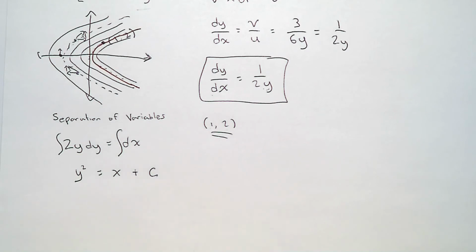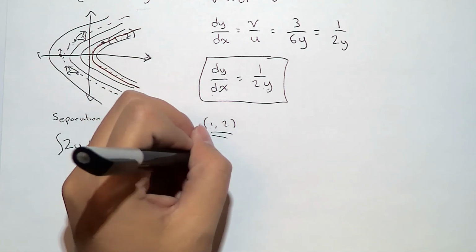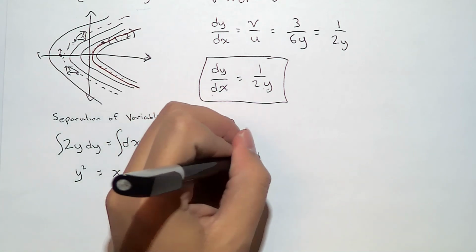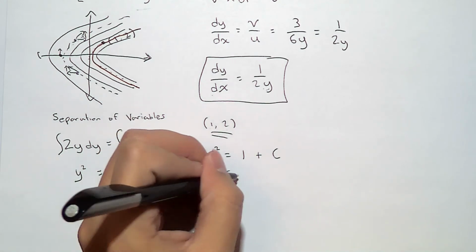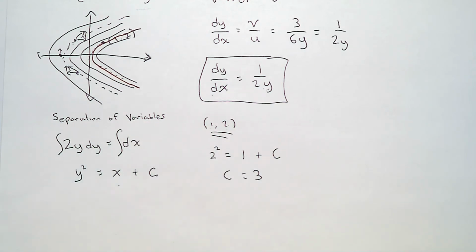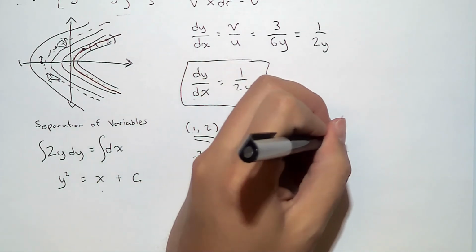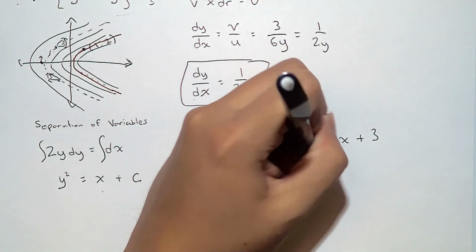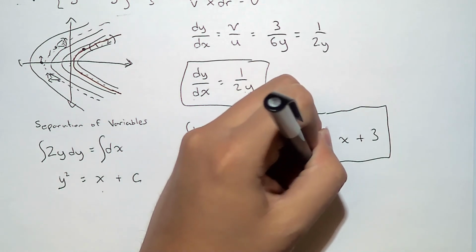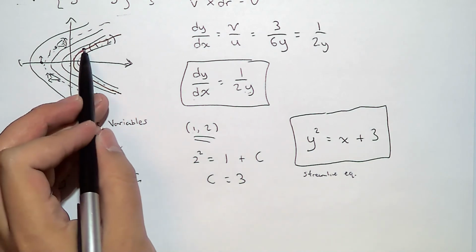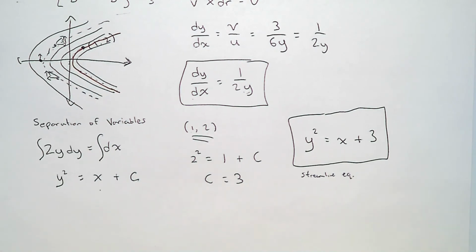In this case, I have that y equals 2. Therefore, I'm going to write my expression 2 to the power of 2 equals, and I have that x equals 1, so 1 plus c. Solving this for c gives us c equals 2 to the power of 2, that's 4, minus 1, that's 3. And finally, my equation for the streamline passing through the point becomes y squared equals x plus 3. And this is the streamline equation for this flow field that passes through this point. Okay? And that's how we find these equations.